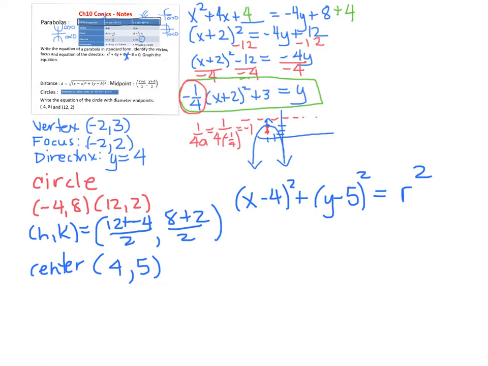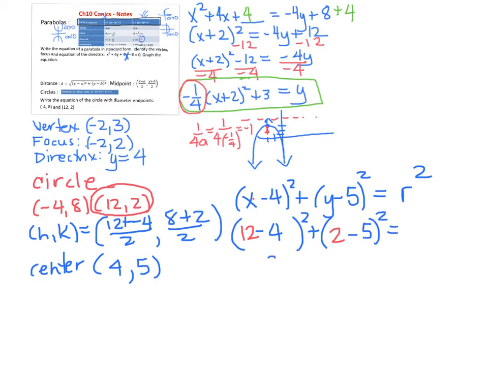So one thing you can do is take one of your points. Since I know this is the endpoint of a diameter, I know it's on the circle, so it satisfies this equation. The distance from a point on the circle to the center is your radius by definition. So I'm going to plug this point in: for x, I have (12 - 4)^2 plus, for y, (2 - 5)^2, and find out what that equals.